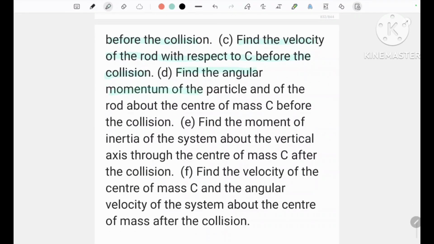Find the angular momentum of the particle and the rod about center of mass C before the collision. Find the moment of inertia of the system about the vertical axis through the center of mass C after the collision. Find the velocity of the center of mass C and the angular velocity of the system about the center of mass after the collision.